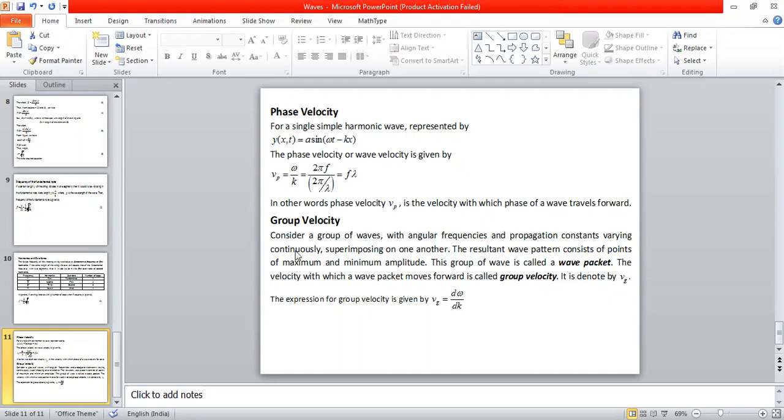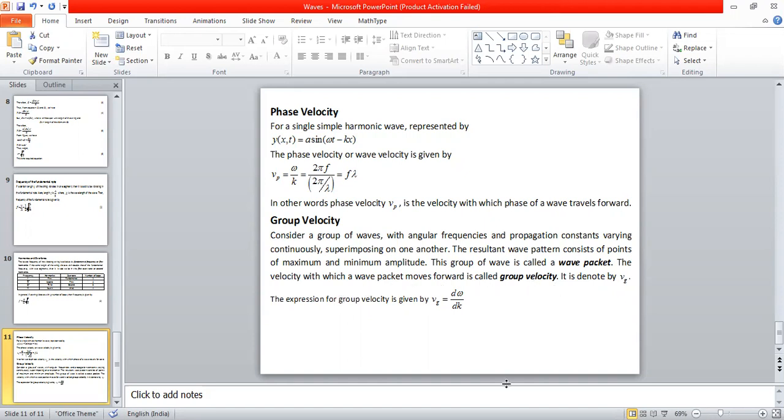Okay, so here consider a group of waves with angular frequency and propagation constants varying continuously, superimposing on one another. The resultant wave pattern consists of points of maximum and minimum amplitude. This group of waves is what we call a wave packet, and the velocity with which the wave packet moves forward is what we call group velocity.